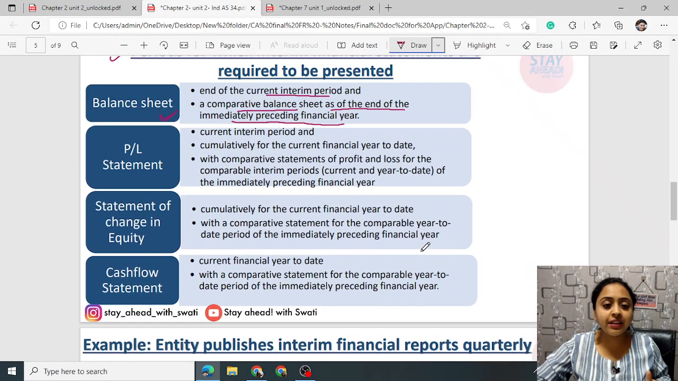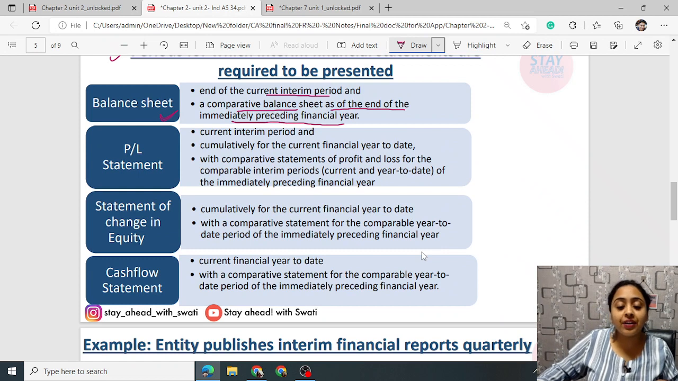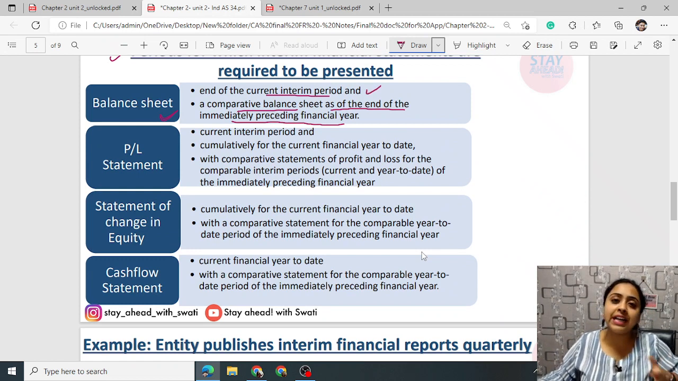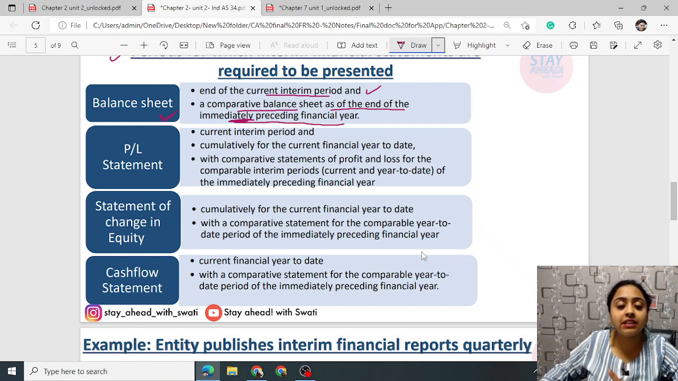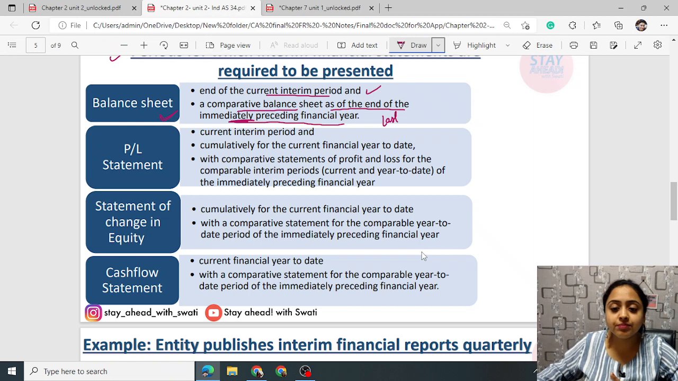Again, read this. You have to present the current interim period, the prevailing quarter for which you are providing interim financial statements, no doubt in this. And secondly, a comparative balance sheet of the end of the immediately preceding year, that is the last annual financial statement, the last annual FS. The current reporting period as well as the last annual FS.